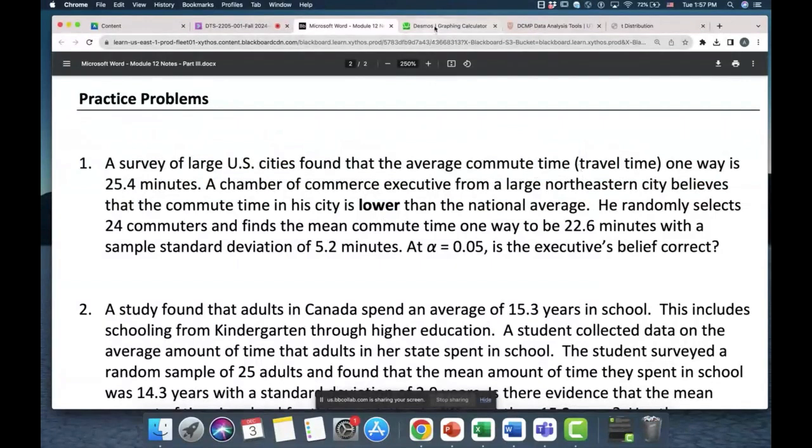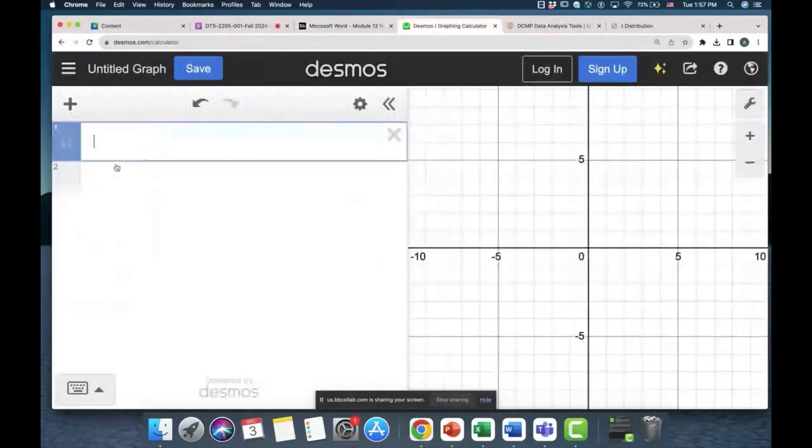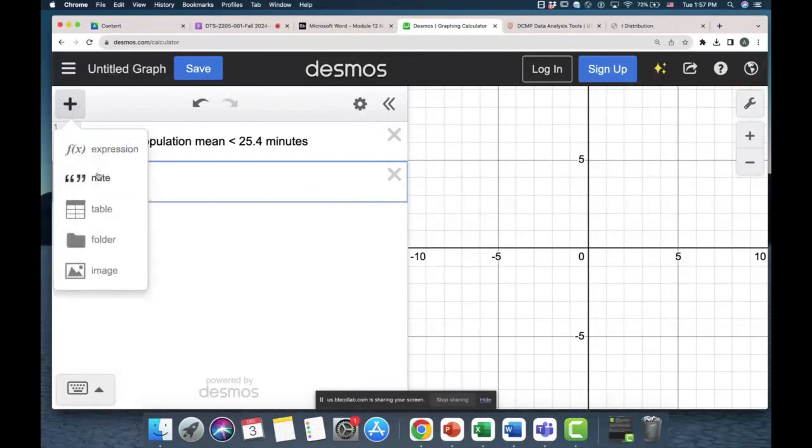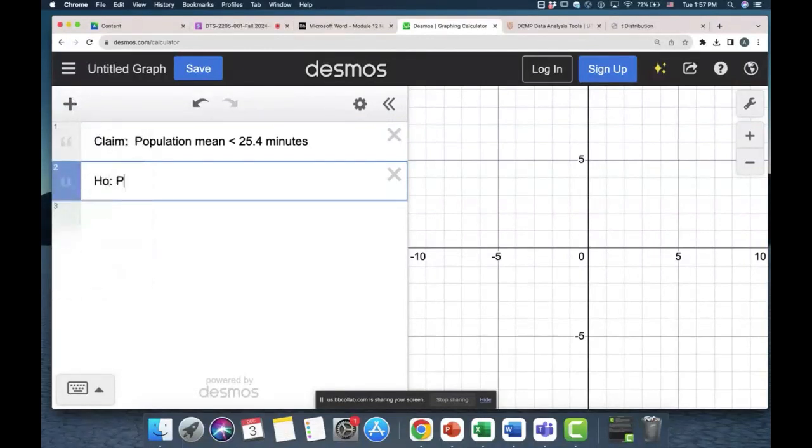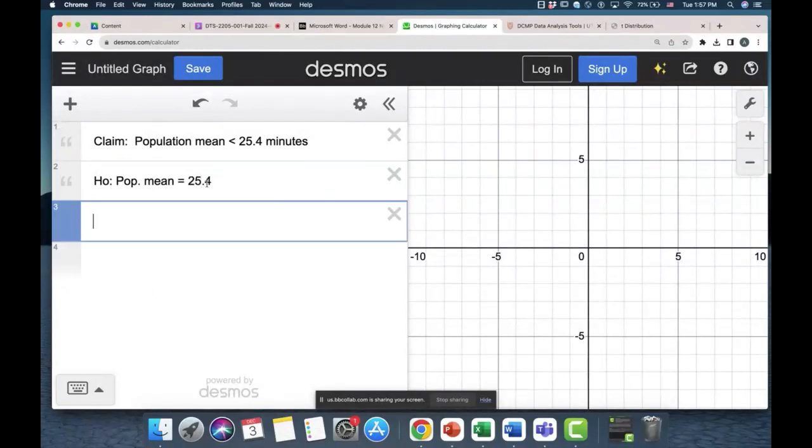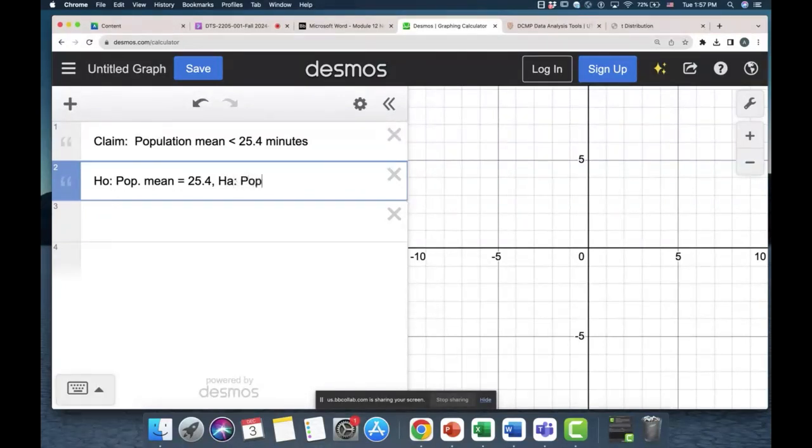So let's start there. I'm going to put this in Desmos here. Let's start with the claim. The claim is that the population mean, which is the mean commute time of the people in the city, the mean travel time one way for adults in the city, is less than the national average, which is 25.4 minutes. So this is our claim. From this we get our hypotheses. The null is going to be that the population mean is equal to the value 25.4, and the alternative hypothesis will be that the population mean is less than 25.4, and this is consistent with the claim here.